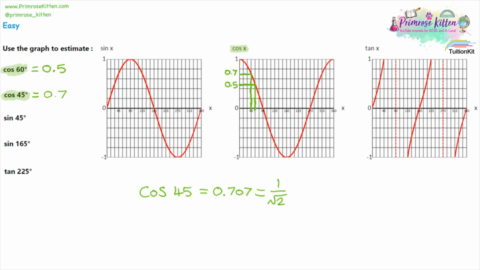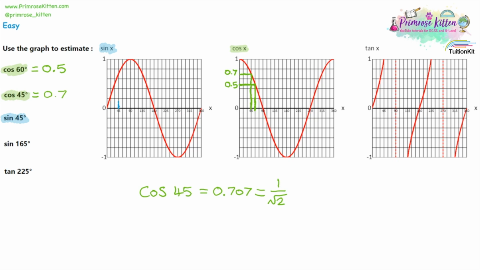Now, for question 3, we've got sine 45. I'm going to do the sine questions in blue. And looking for the sine graph, it is the first graph. So for sine 45, we're going to find 45, and it is labelled for us.